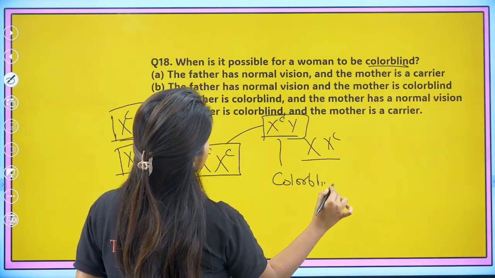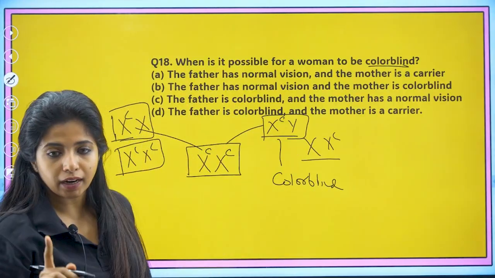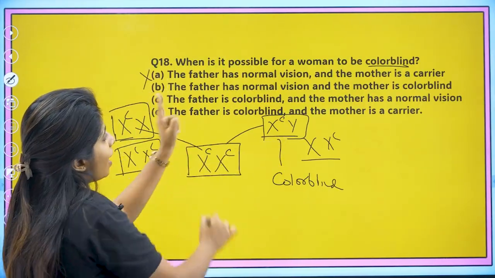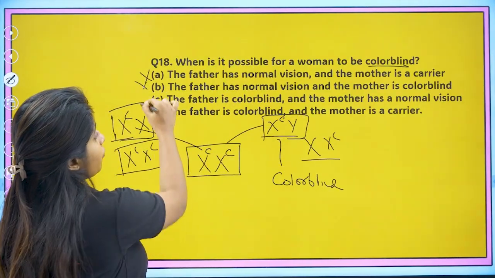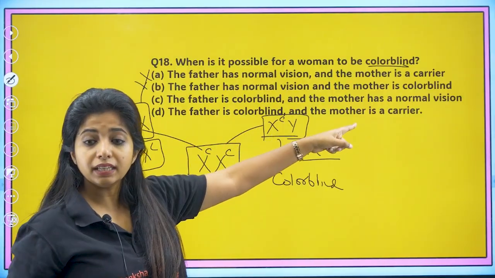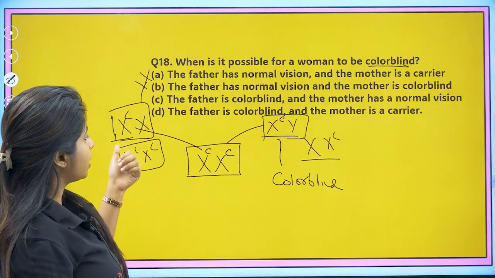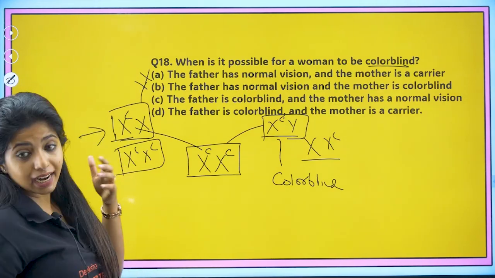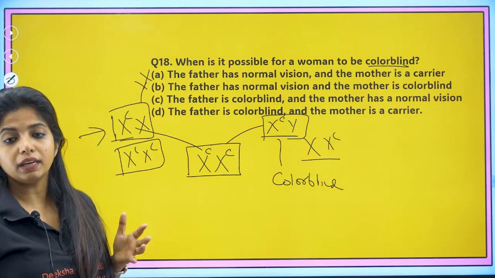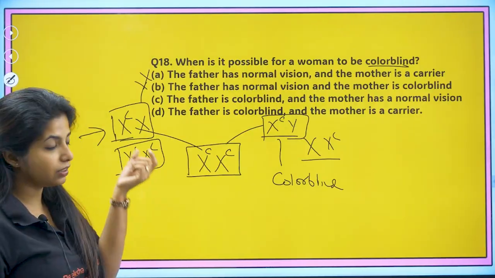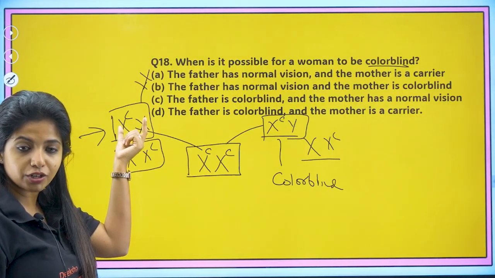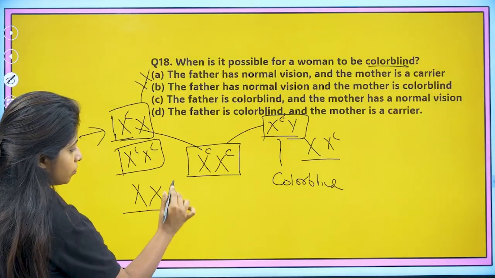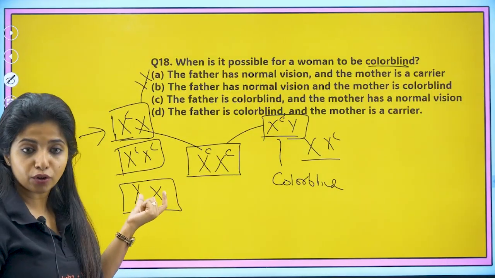Colorblind. So when it is possible for a woman to be colorblind, the father has normal vision. Do you think he has? No. Wrong. The father has normal vision, again wrong. The father is colorblind, correct. And the mother has normal vision. Do you think the mother can have normal vision, my dear children? Yeah, she can have normal vision, but she needs to be a carrier at least. This particular person would have normal vision, but she is a carrier. Normal can mean this also. So saying entirely like this would be wrong.